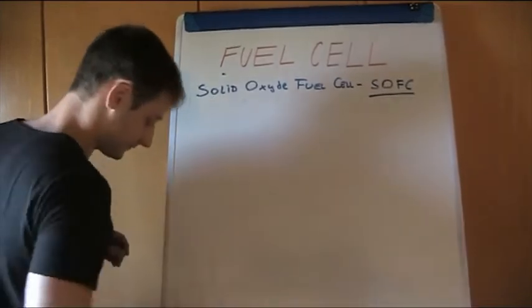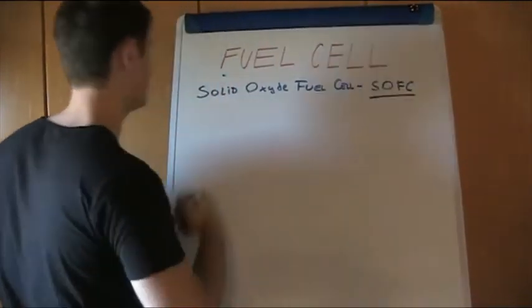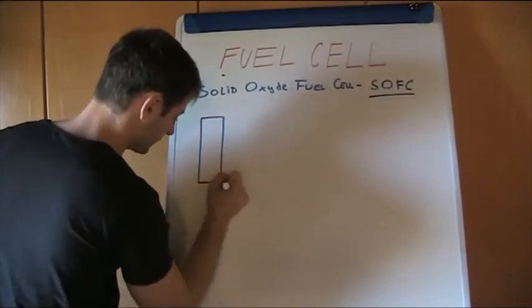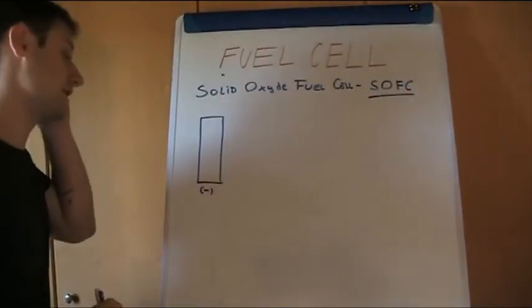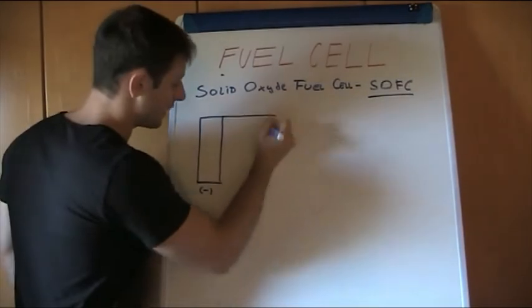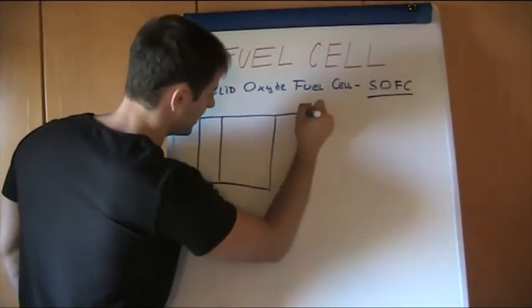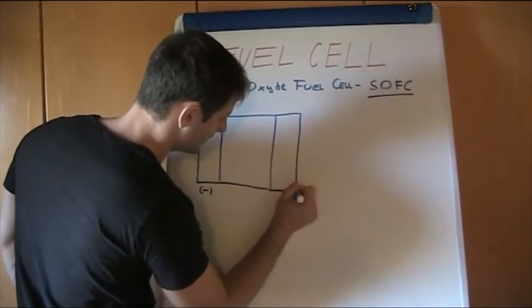So we have our anode, our negative electrode, we have our solid oxide or ceramic material, the electrolyte, and we have our cathode.